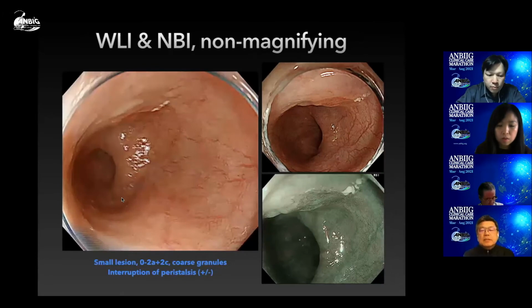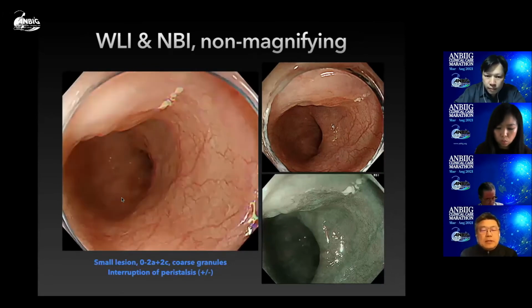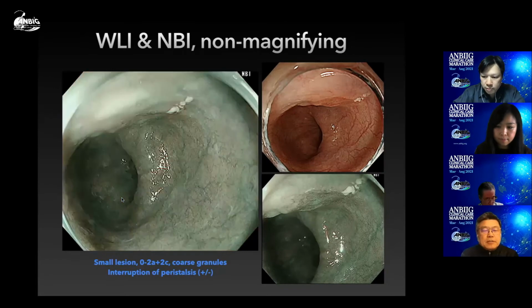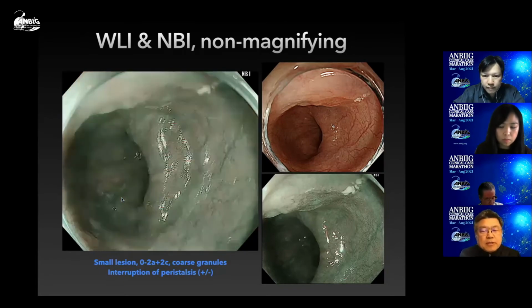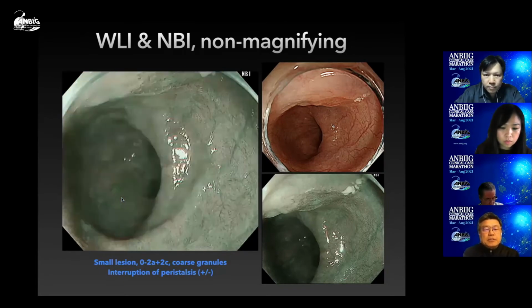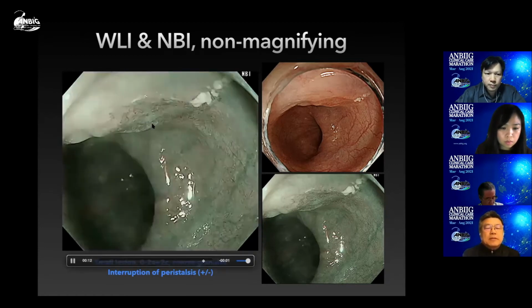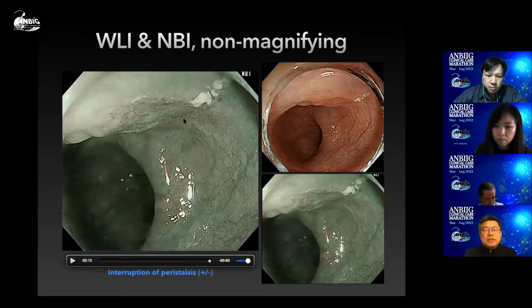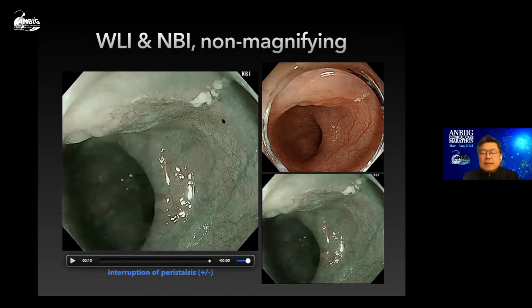Around 23 centimeters, at the 23 centimeter location, at 12 o'clock, you can see a very small lesion here, and whitish plaques around the tumor. The size is also around 1 centimeter.